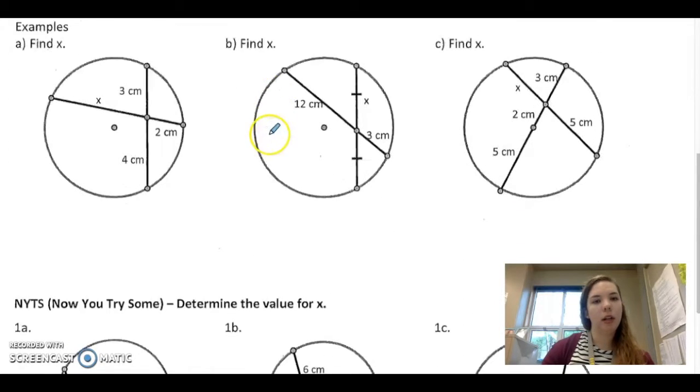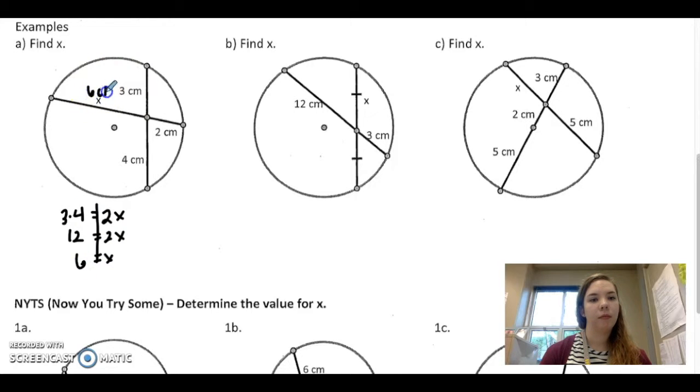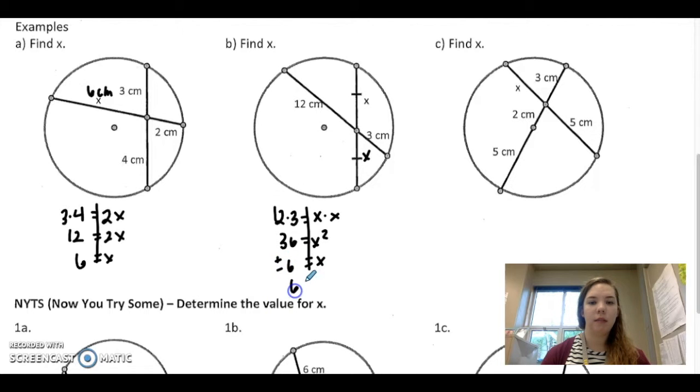All right. So here we want to find X. So we would take 3 times 4 equals 2 times X, or 2X, which is going to make X 6. Okay. Here they're saying with these two marks that they are congruent, of the same measure, so they're both X. So you have 12 times 3 equals X times X, which is the same as X squared. So X is positive or negative 6, but only positive 6 makes sense in context. We can't have a negative length.